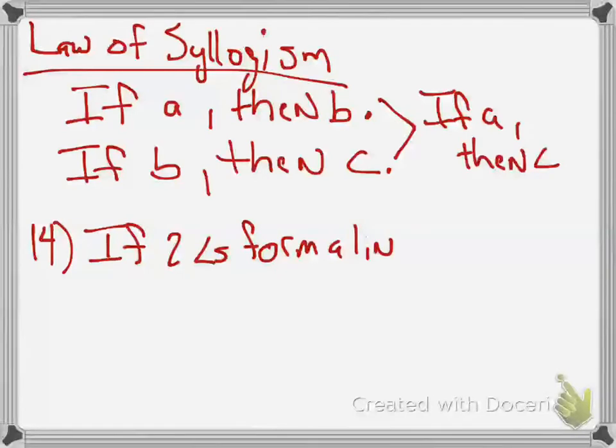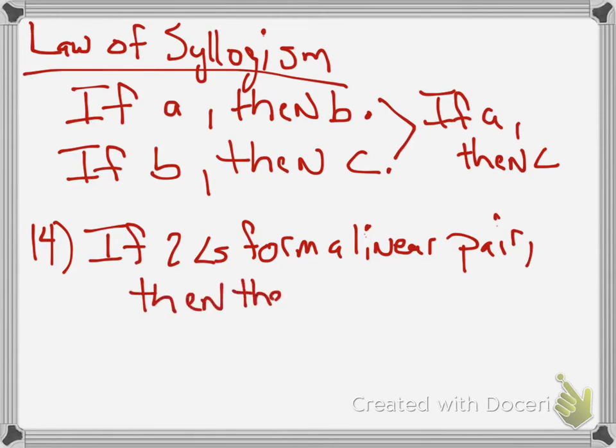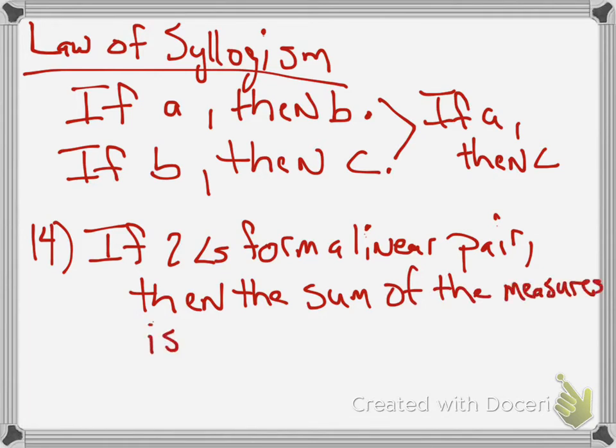If two angles form a linear pair, then they are supplementary. If they are supplementary, then the sum of the measures add up to 180. Well, we're being joined by the part that says they're both supplementary, so we can say if two angles form a linear pair, then the sum of their measures is 180. That's all the law of syllogism is. It takes two sentences and puts them together in one. There's some type of common thing that joins them.